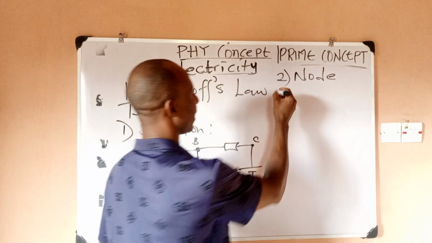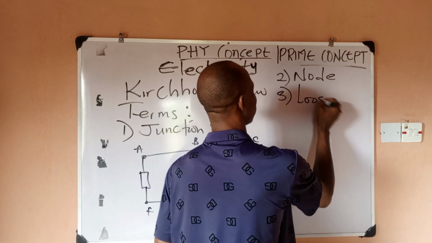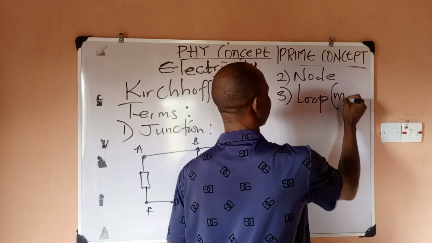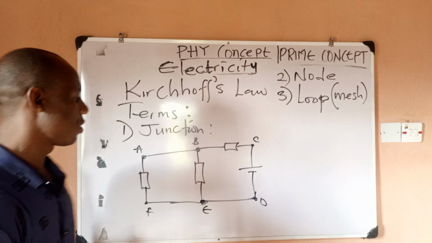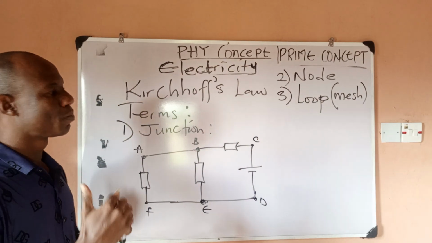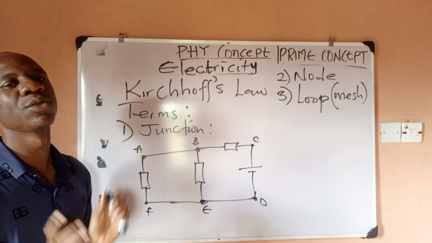And the third thing we want to learn, number 3, is what we call loop. Loop, or you can still call it a mesh, but we'll be using the term loop more. So what is a loop? A loop is simply a closed path, or a path enclosed by circuit elements.